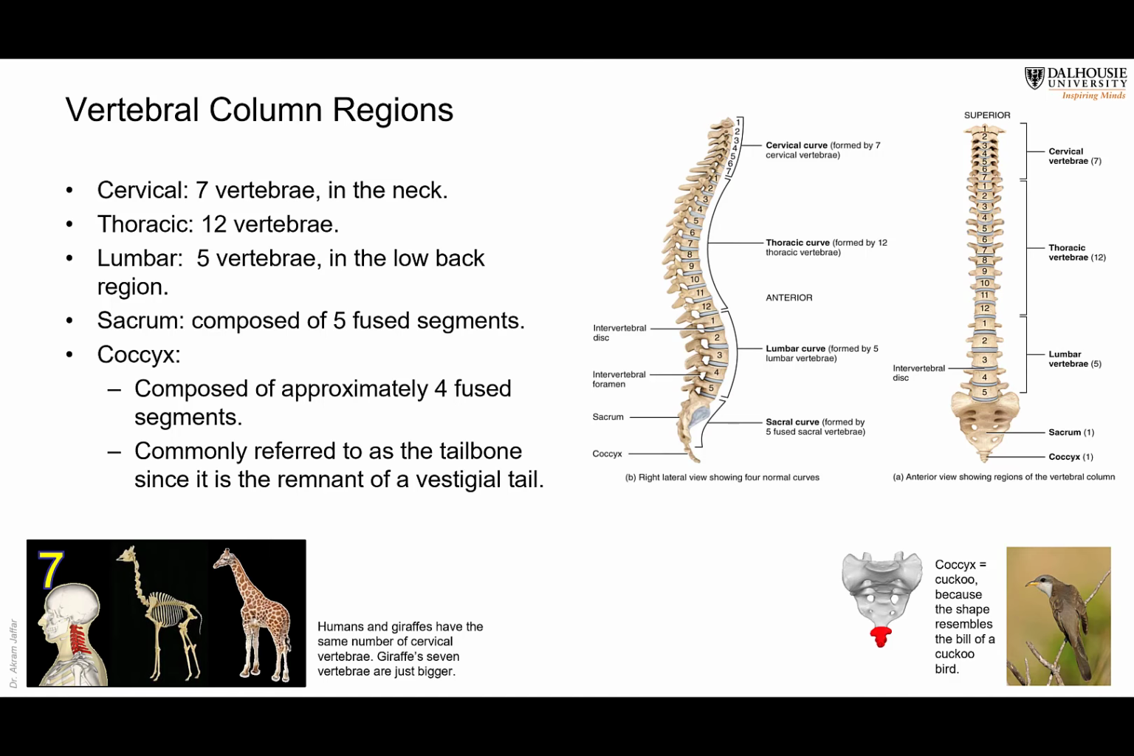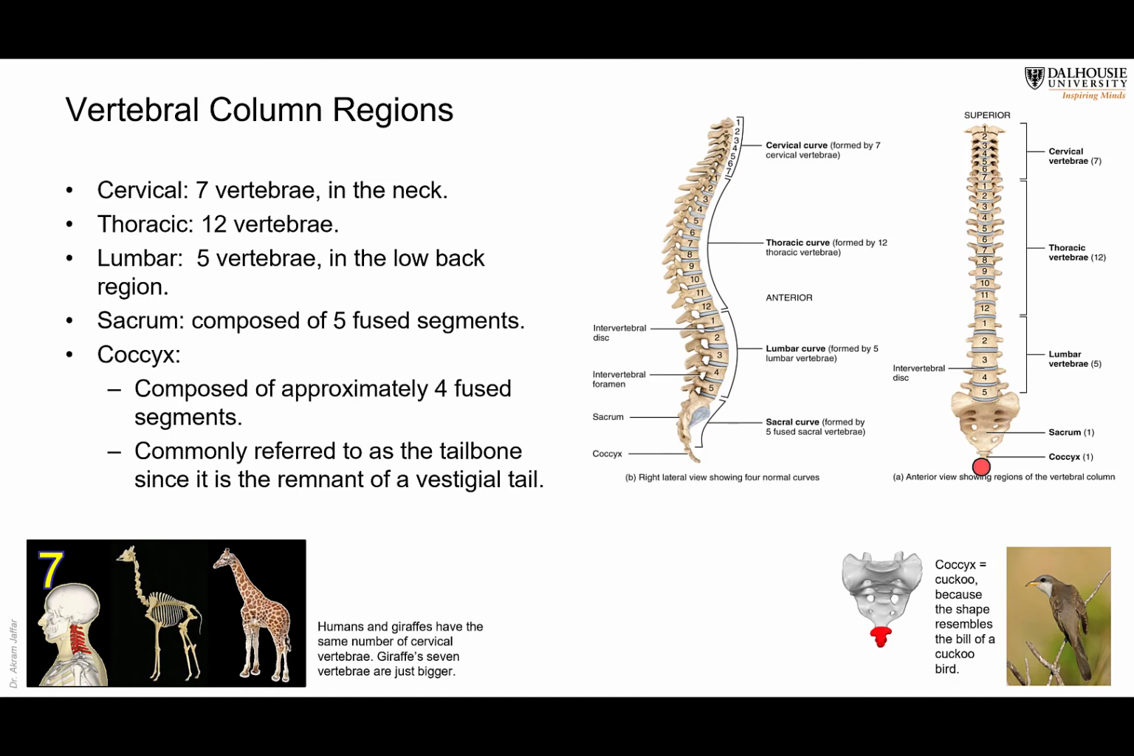We have 5 lumbar in the lumbar region, and then the sacrum, which is a single bone. This is the sacrum here. It's a single bone, but in fact, it is 5 fused segments, vertebral segments, okay? They fuse together to form a single bone, but it is 5 fused segments.